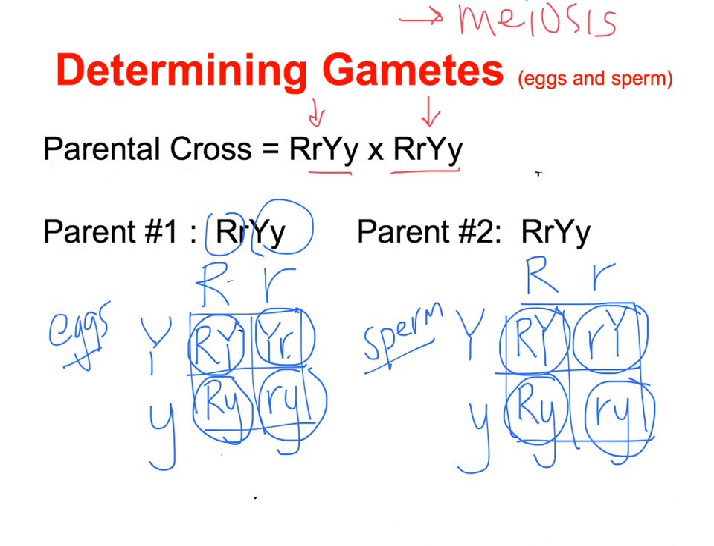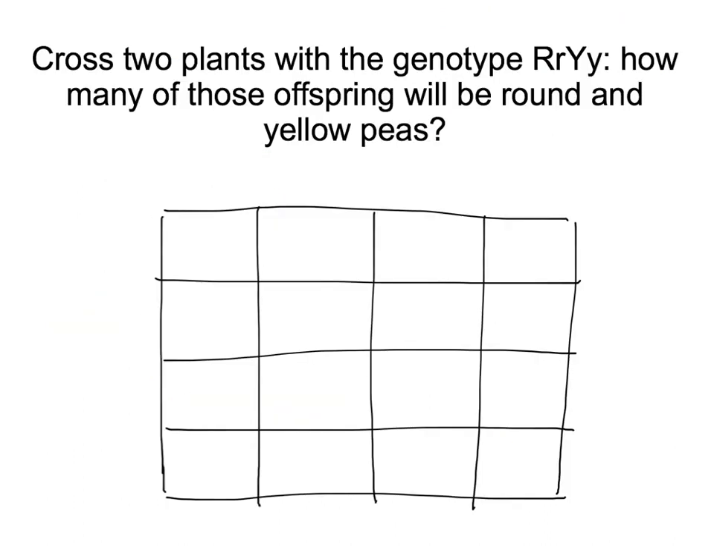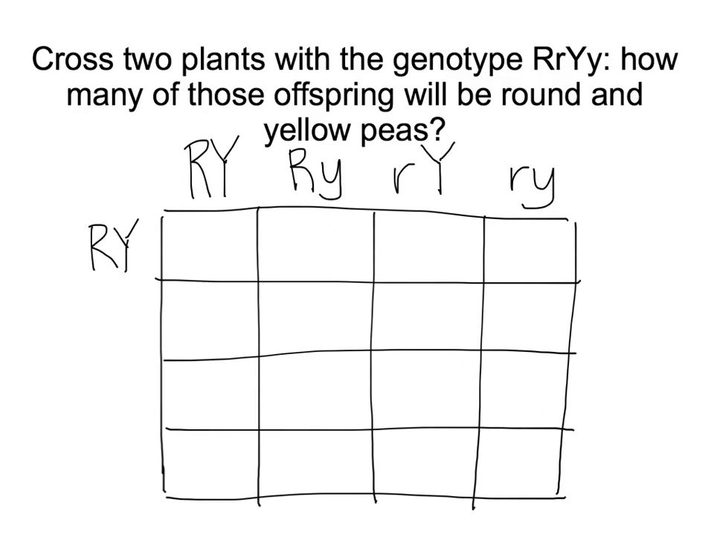Now let's take a look at what we're going to do with these gametes and how it's going to help us solve our dihybrid cross. So now we're going to take our gametes from parent number 1, and if you remember, it's going to be big R, big Y, big R, little y, little r, big Y, and a little r, little y. All right, and remember that we take parent number 2 and put those along the side. So now we have a 16 square Punnett square. And now the fun begins.